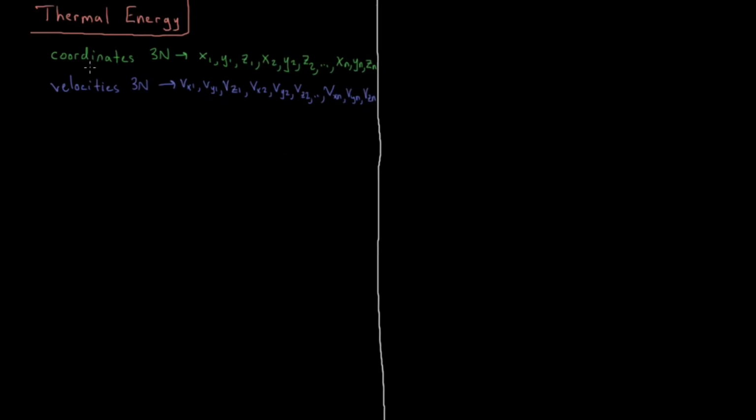So if we have 3N coordinates of our molecule, x1, y1, z1, x2, y2, z2, all the way to xN, yN, zN, so we have 3N coordinates for our N atoms, then we have 3N velocities as well, because each of these coordinates has a derivative with respect to time. So we have vx1, vy1, vz1, etc.